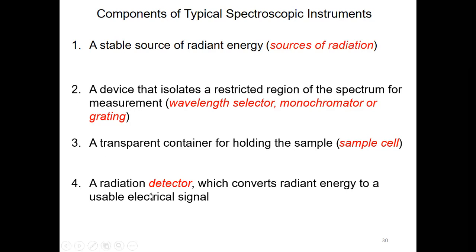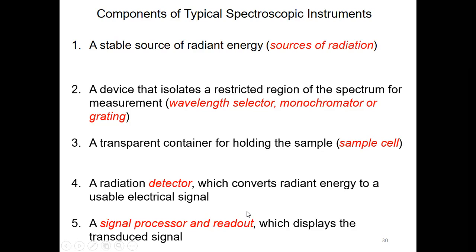So if we don't have a detector, there's no way that we can get an idea about the analyte. There's no way we can get the information from the sample. And then the signal processor and readout. That readout device will be placed after the detector.